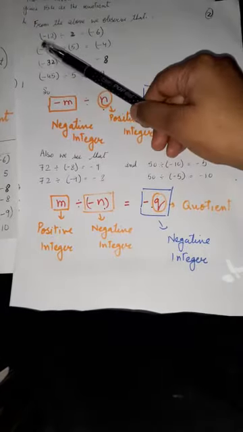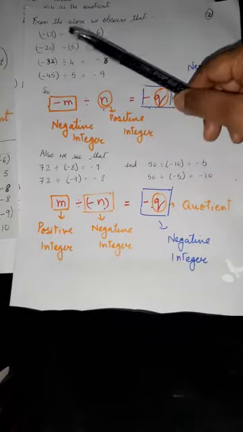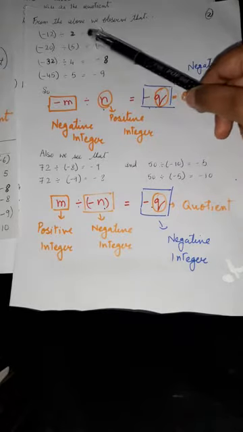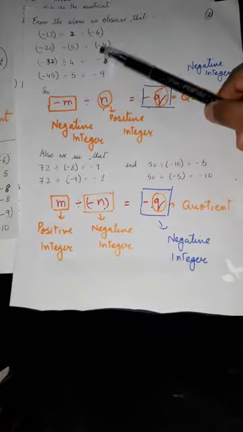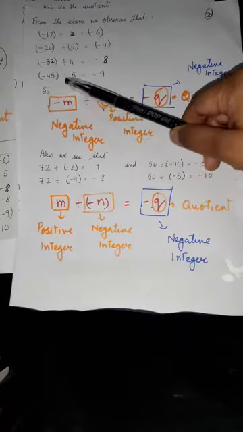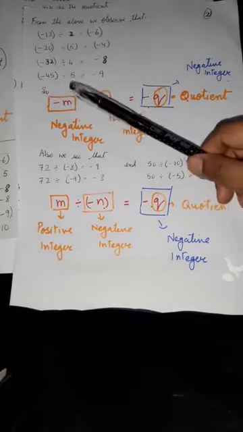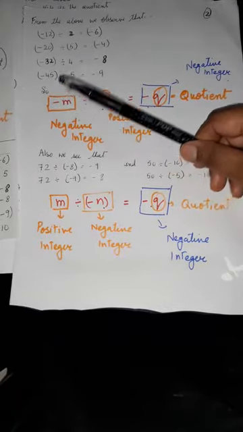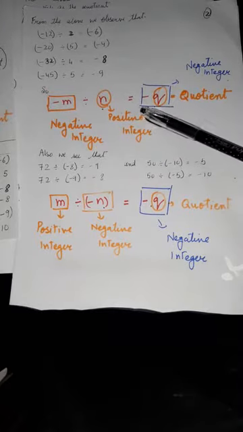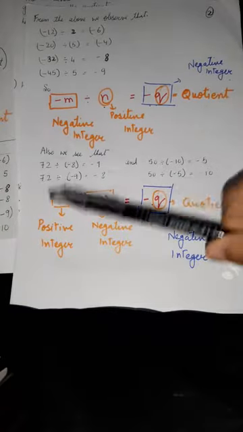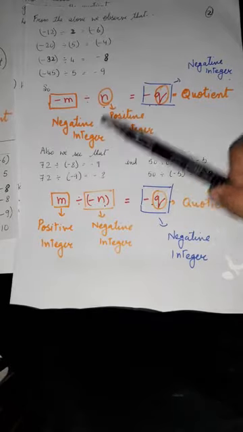So now we will observe from our previous derivations that minus 12 divided by 2 is minus 6, that we have written. Minus 20 divided by 5 is equal to minus 4. Minus 32 divided by 4 is equal to minus 8, and minus 45 divided by 5 is equal to minus 9. So we observe that if we have one negative integer divided by a positive integer, the quotient is always a negative integer.